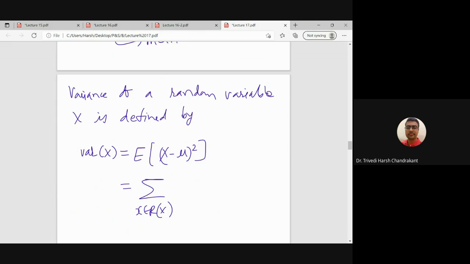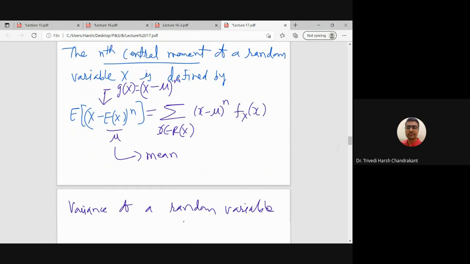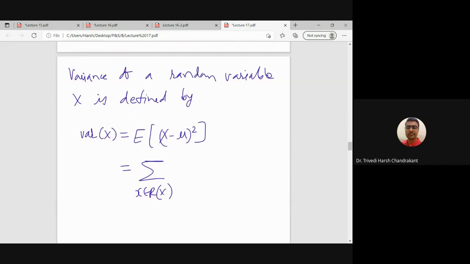Scroll down, yeah, sure. So here we have this formula. I will provide you notes up in the Google Classroom, right? In this formula, when we substitute n equals 2, we get the variance in the discrete case. So we get the sum of (x minus mu) square f(x).